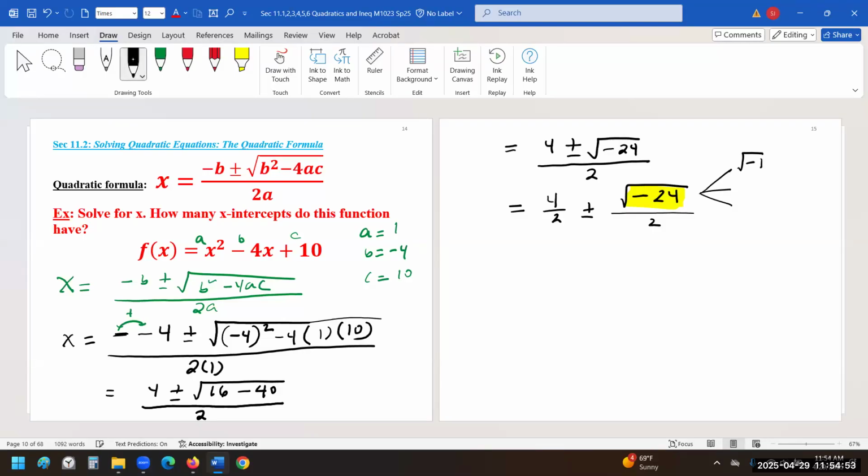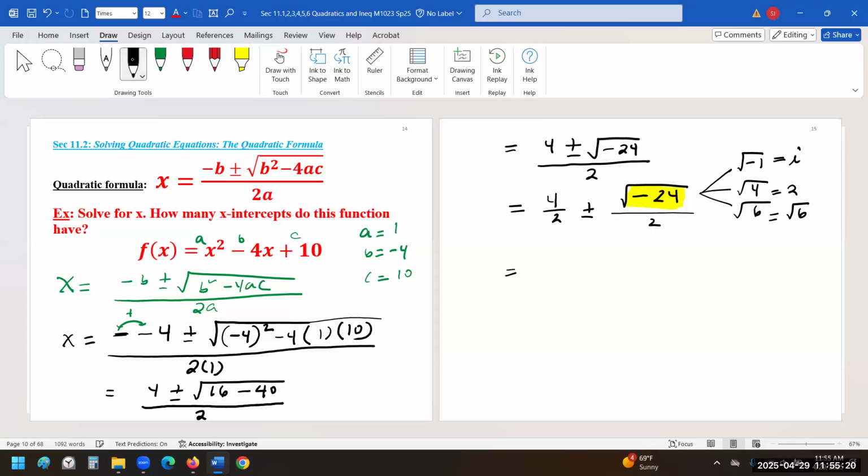Square root of negative 1. And then what two numbers give you 24? 4 and 6. So what is the square root of negative 1? What is the square root of 4? And do we know what the square root of 6 is? We don't know, so we keep it.